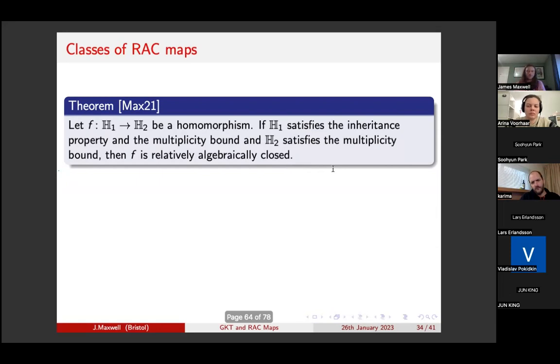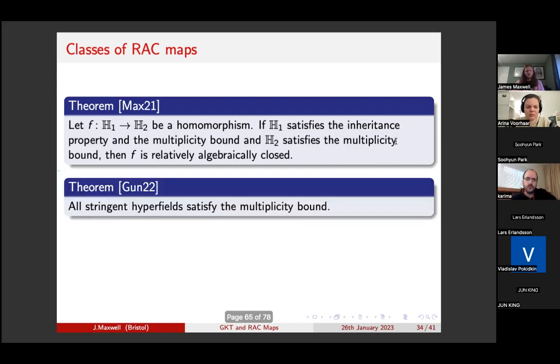So what do these mean? The multiplicity bound says that given a polynomial of degree n, the number of roots counting multiplicities is no bigger than n. So this happens over fields. Like if you have a degree 2 polynomial over the real numbers, you can at most get 2 roots, or they could be a double root. And the inheritance property is something to do with factorizations of polynomials over hyperfields. But the important thing was that this is how far I got in the first project.